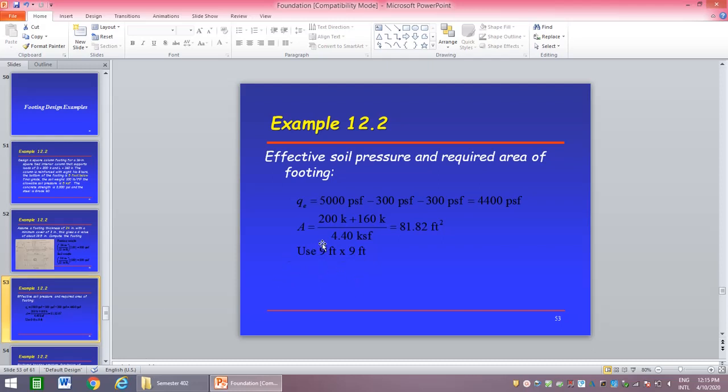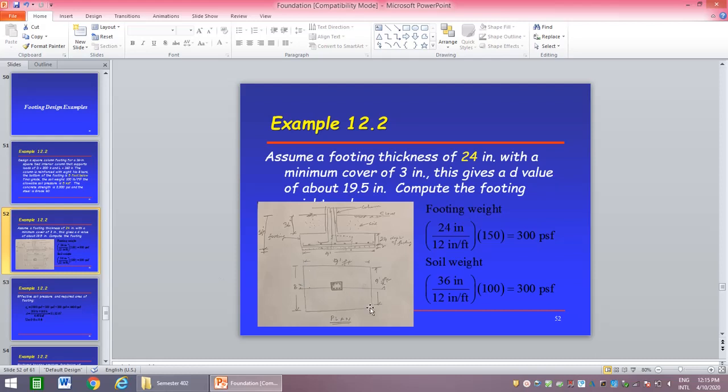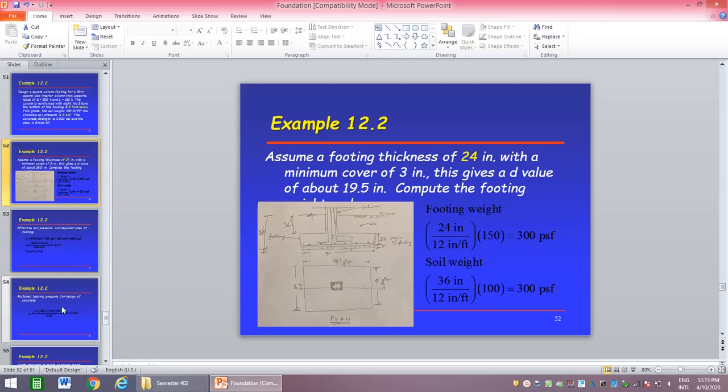So already you fixed your foundation 9 feet by 9 feet. So this is here, that is 9 feet by 9 feet. This is the width of the footing and this is the length. So this means 9 feet by 9 feet is your foundation, you already decided.